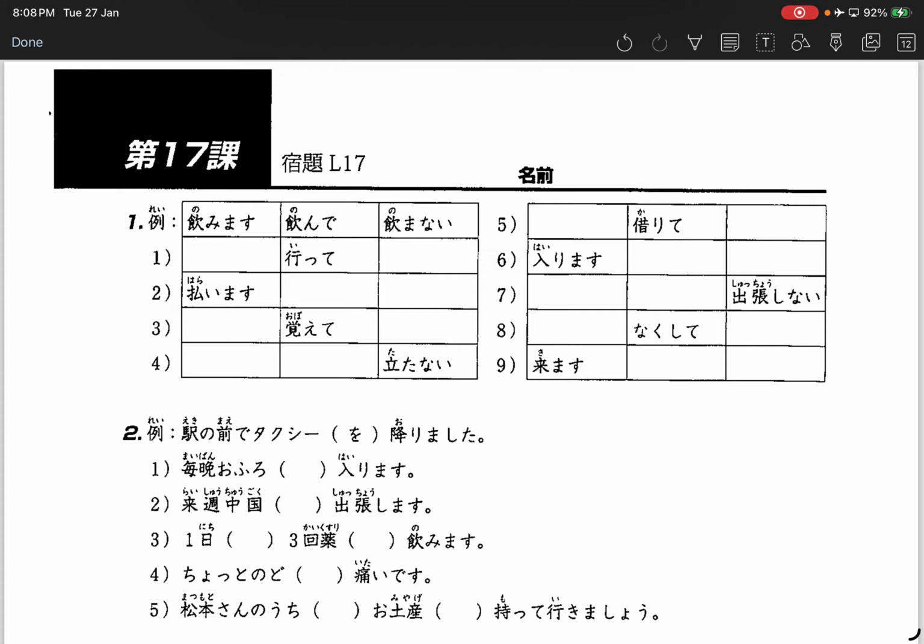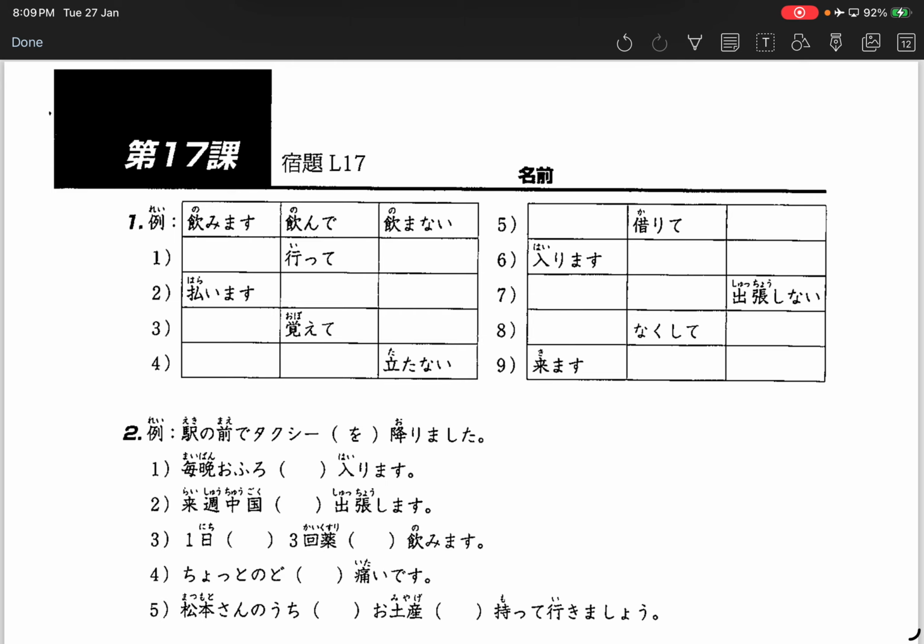Number 3, oboemasu, oboete. Oboenai. Group 2. Oboete already tells you it's group 2, so oboenai. Number 4, tachimasu. Tatte. Then tatanai. It's easy. The chi just changes to ta. Although it doesn't make sense, just remember that chi changes to ta. Tachimasu, tatte, tatanai.